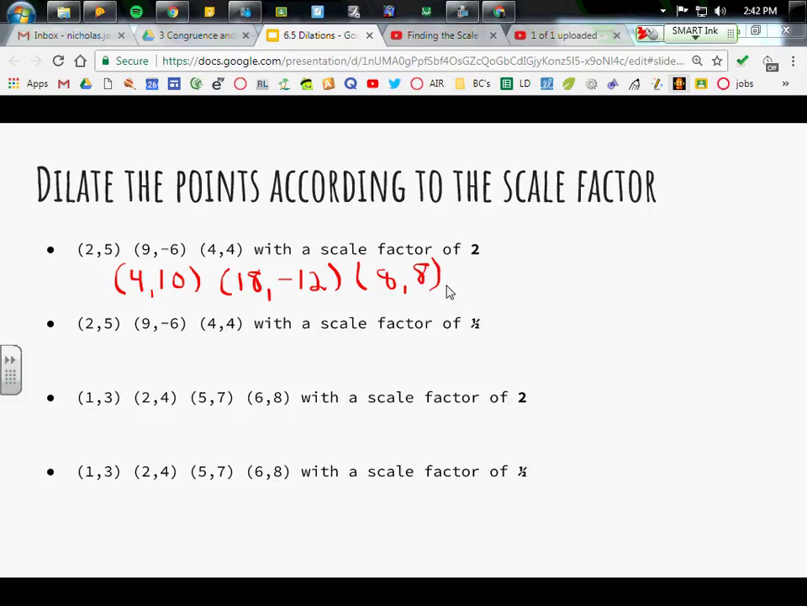All right, pretty simple. Coming down here, let's do the bottom problem. So we are going to use a scale factor of a half for all of these. (1, 3) will become (1/2, 1 and a half). (2, 4) will become (1, 2). (5, 7) will become (2 and a half, 3 and a half).